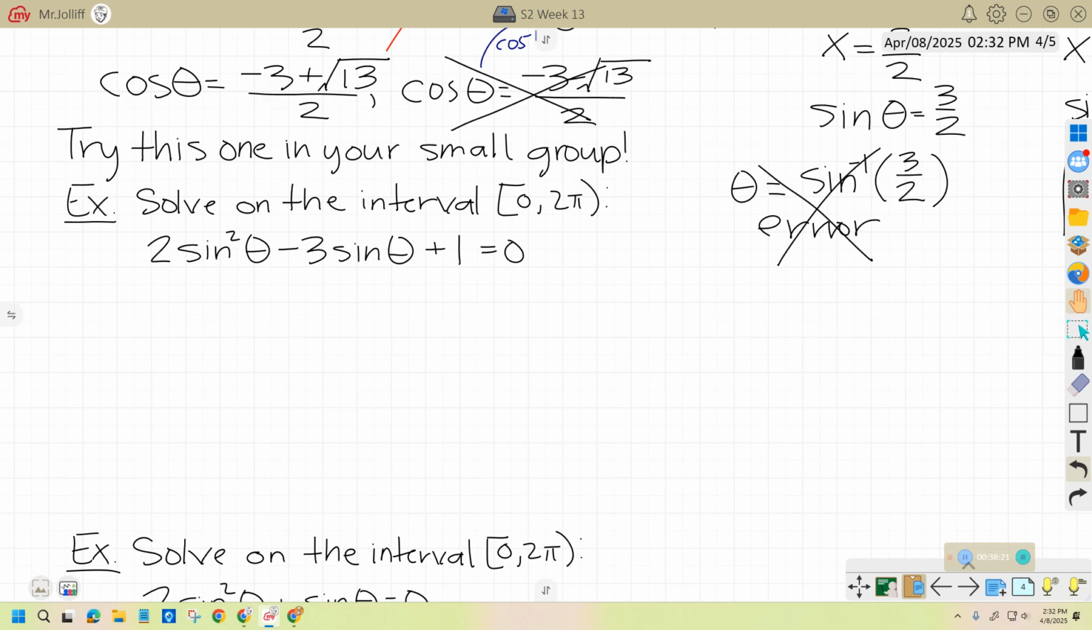I don't really understand what he did with this whole factoring. If I don't want to go through this process, can I just do the quadratic formula? Yeah. You can always do the quadratic formula, yeah.